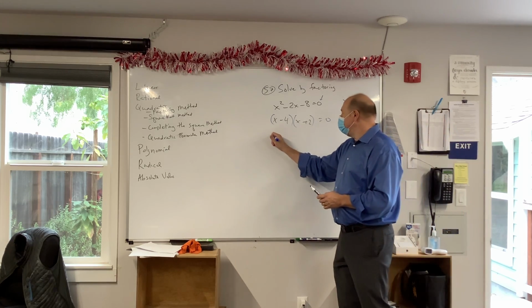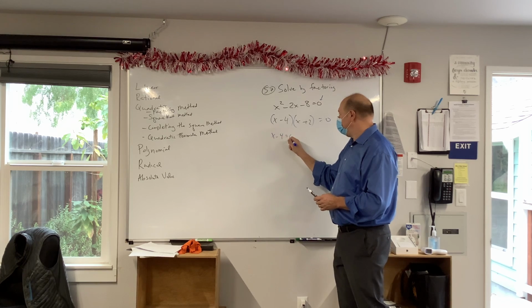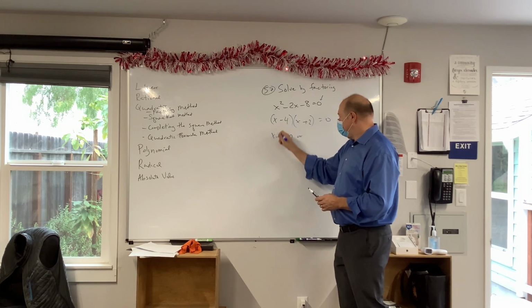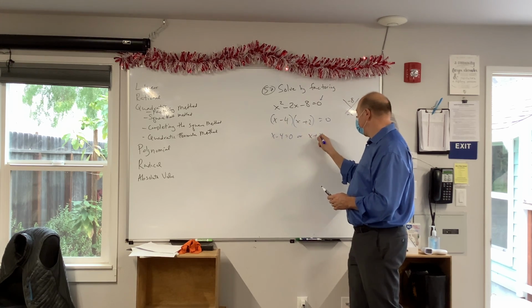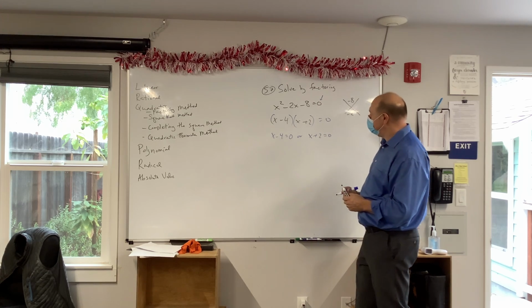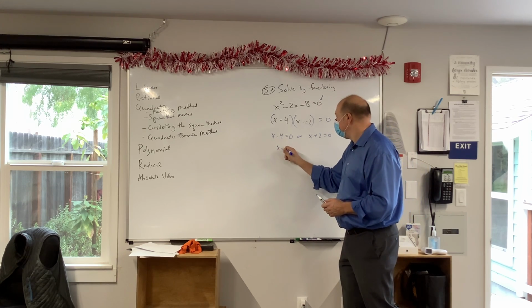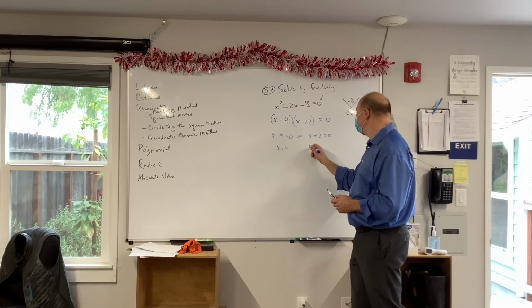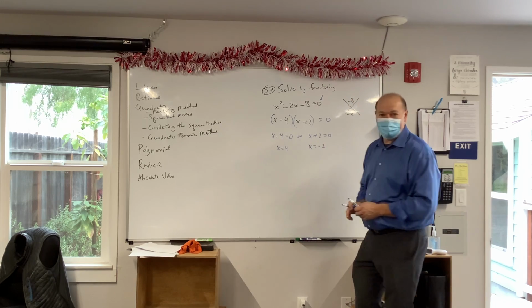And then we have something called the zero product property, which means this guy's set equal to 0, and this one gets set equal to 0. And then we solve each of them. Add 4 to both sides, subtract 2 from both sides, and we're done. Are we good?